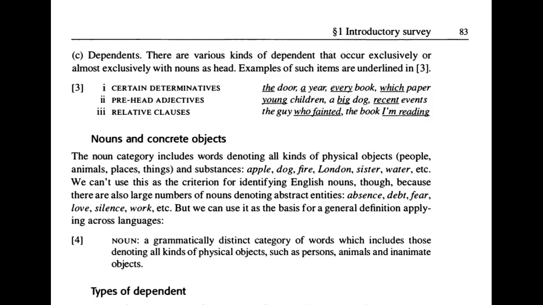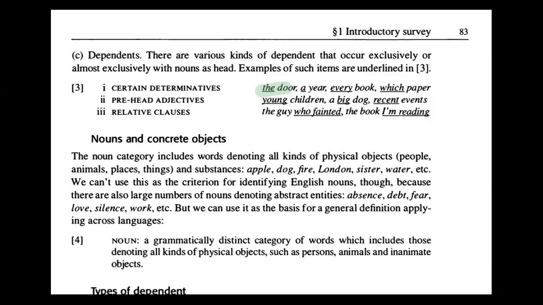Let me highlight them. They come as supporters of the noun. Determinatives are the articles, the indefinite and definite articles. Like the dog, a year, every book, which paper. All of this we call determinatives, or determinators. So that is a determinator. Determinatives is the category of them. Determinator is the function. Pay attention, we mentioned this.